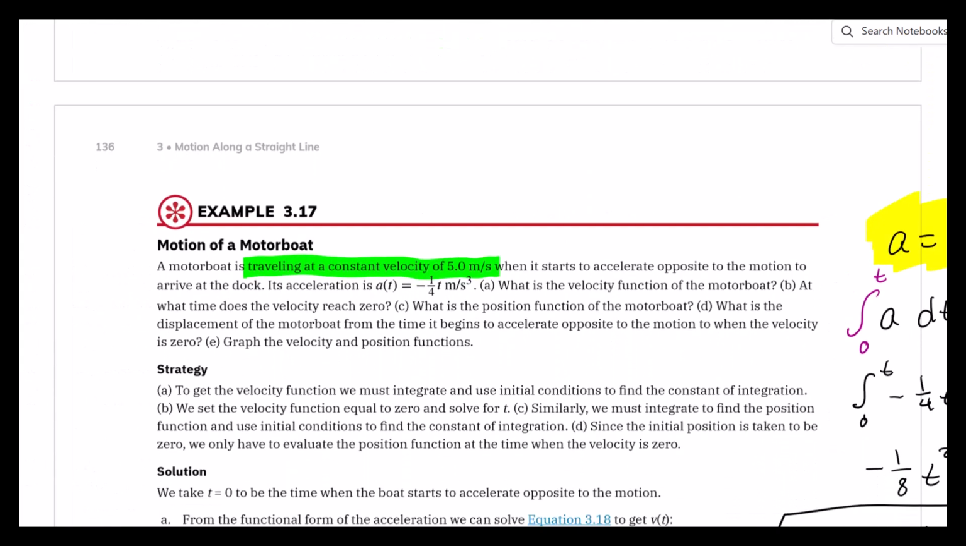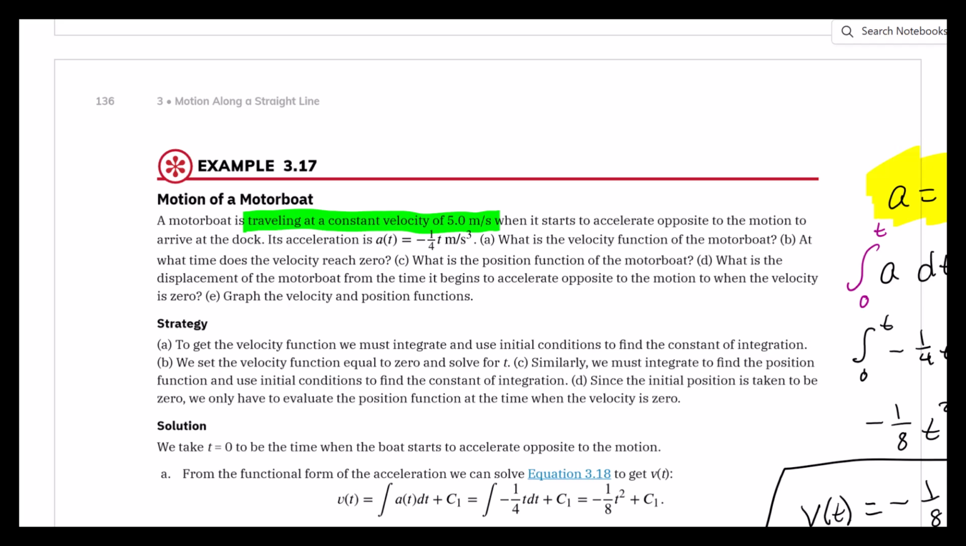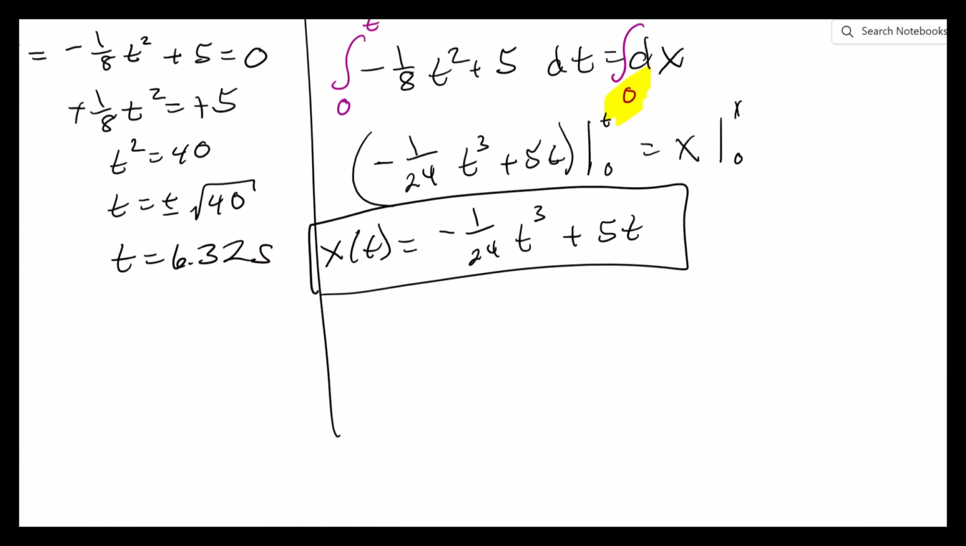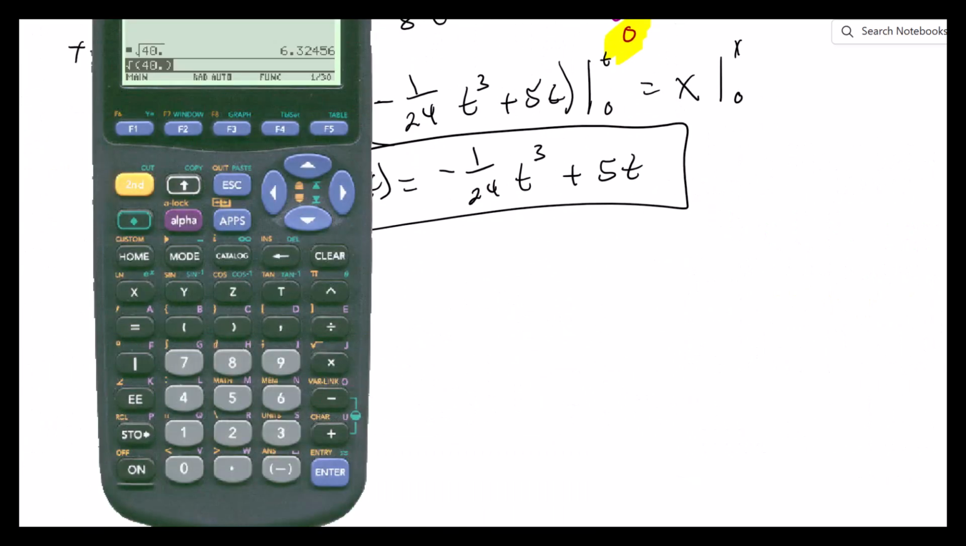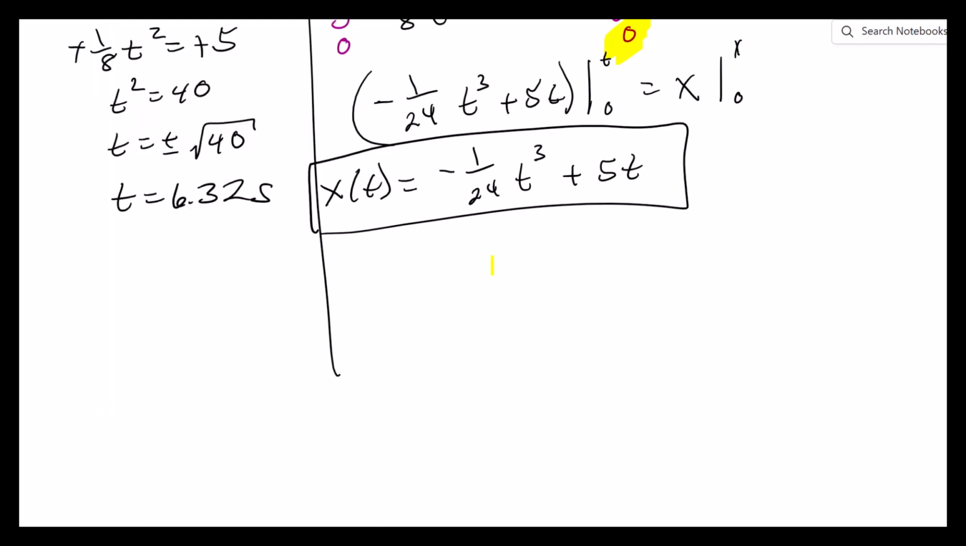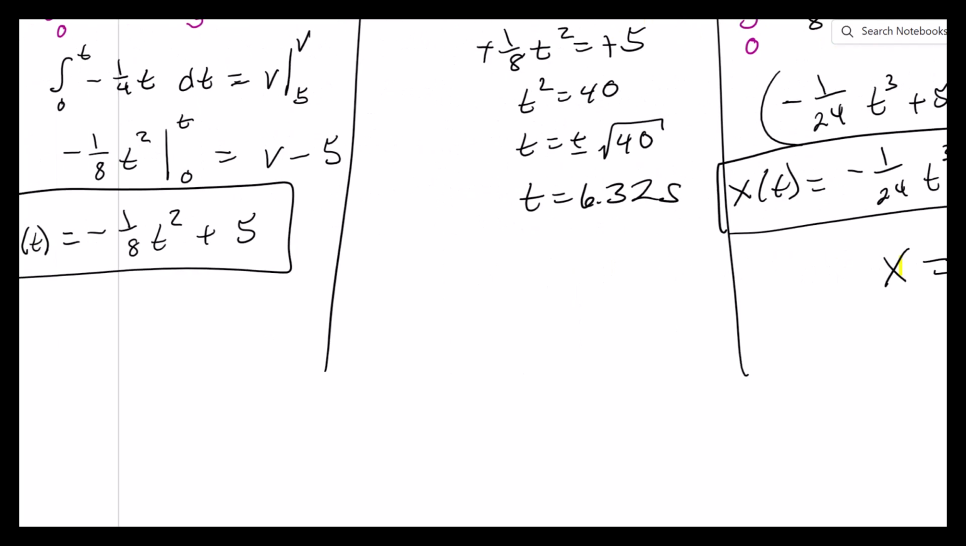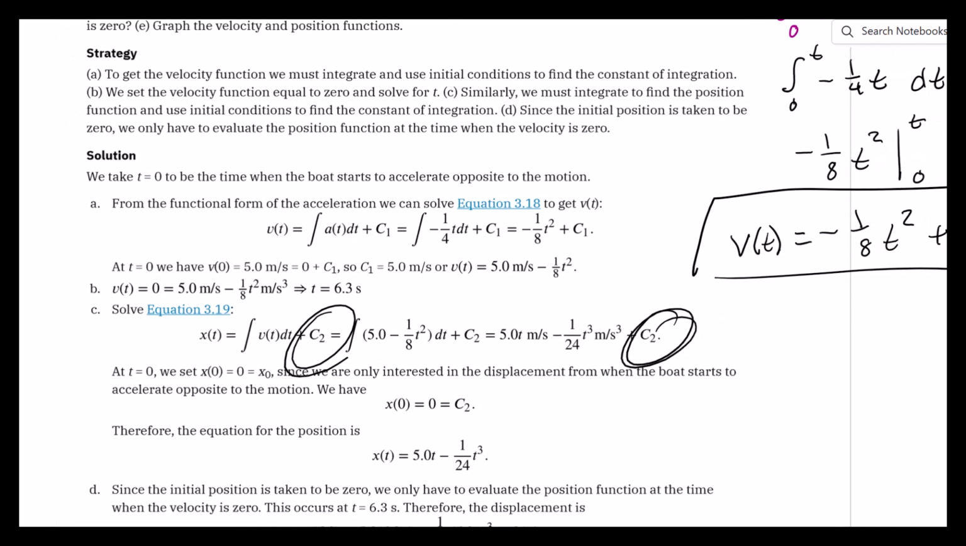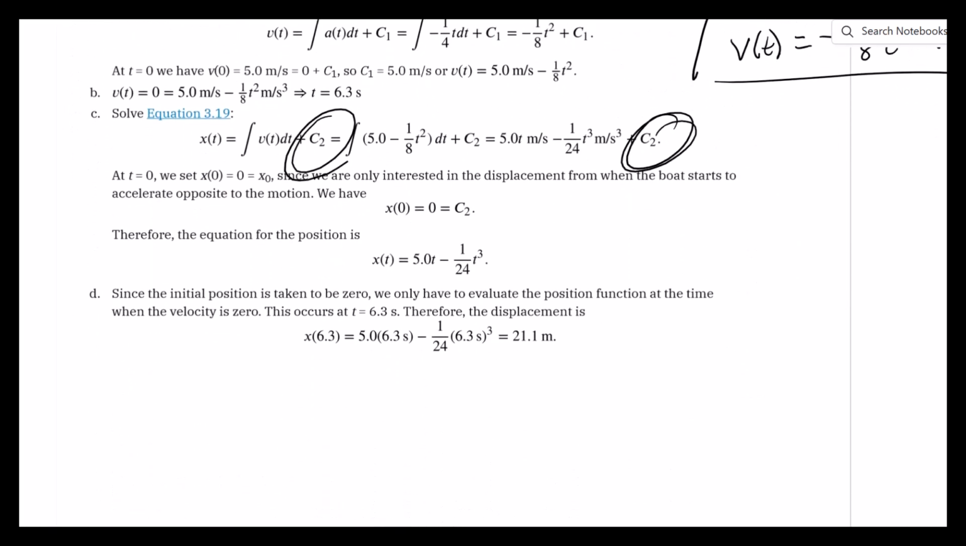Okay, second to last question. What is the displacement from the time it begins to accelerate until when it's 0? Oh, so we just plug in that t. Well, that's not very exciting. Negative 1 over 24 times that cubed plus 5 times that. Negative 333, so I move 333. Am I in feet or meters? I must be in meters. Negative 333. Whoa, I really can't math.